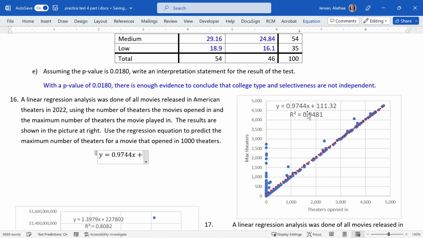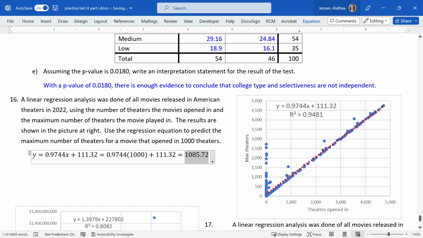0.9744x plus 11132, and then we are going to plug in 1000 for x, and then we're going to add 11132. Okay, so you can grab a calculator and do that, and you get 1085.72. So if you got something less than 1,000, then you know you did something wrong. But there's a little bit more than 1,000, and it looks like most movies never play in more than what they opened in. So 1,085 kind of makes sense roughly. All right, so that is that one.